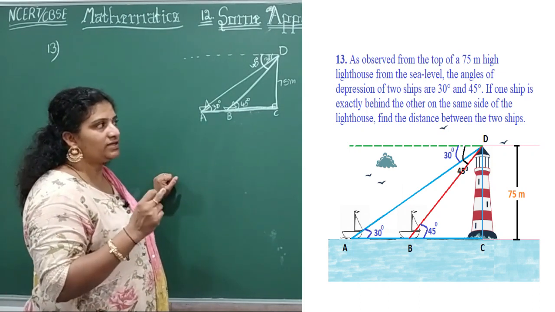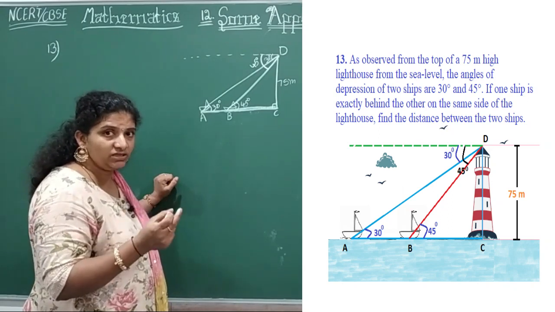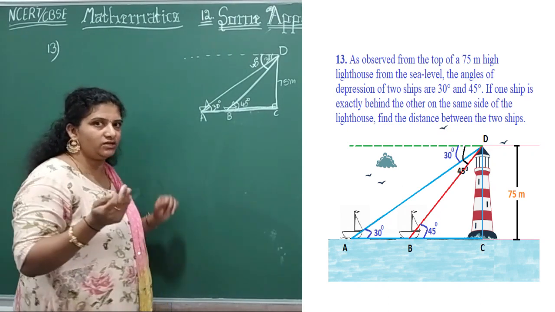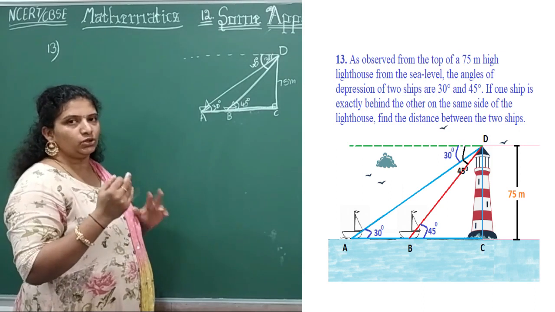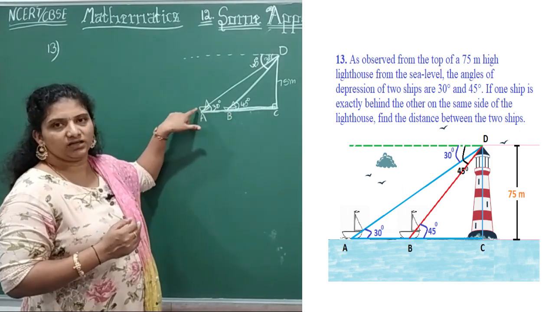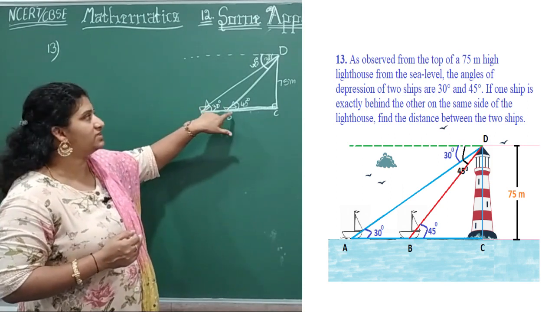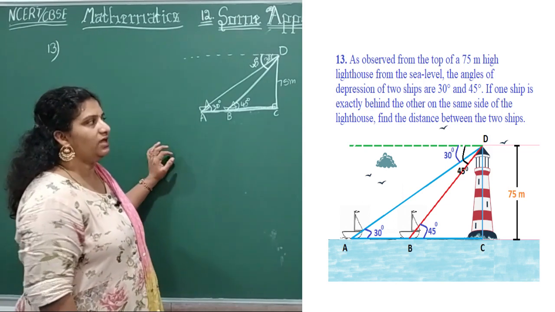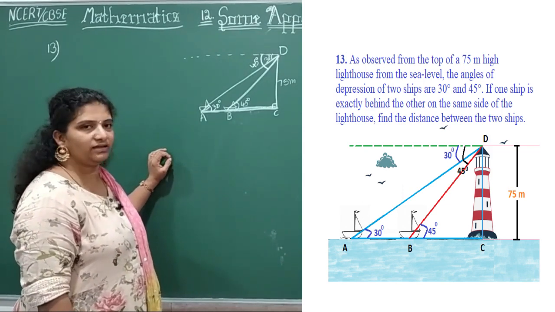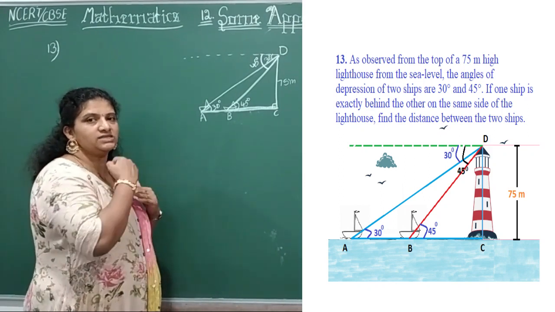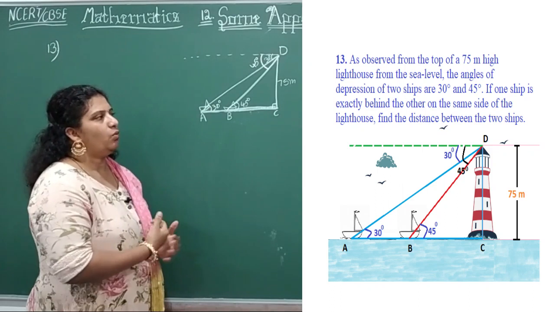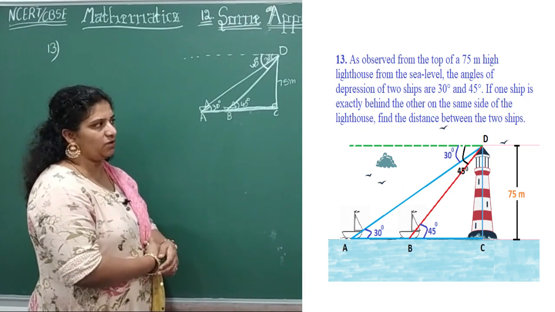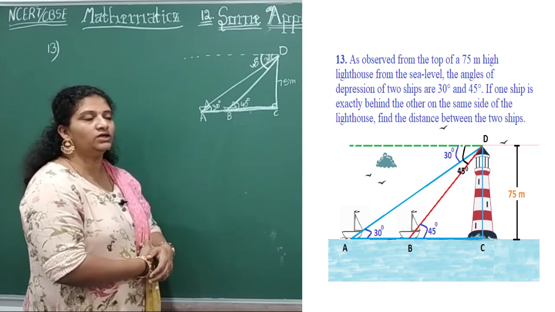Okay, so what is given here? The angle of depression from the top of the lighthouse. Okay, angle of depression down, right? So the two angles: for one ship this is a 30 degree angle and for this one the angle is 45 degrees, angle of depression. And if one ship is exactly behind the other, means both the ships are on the same plane, same line, one exactly behind the other on the same side of the lighthouse. Find the distance between the two ships.